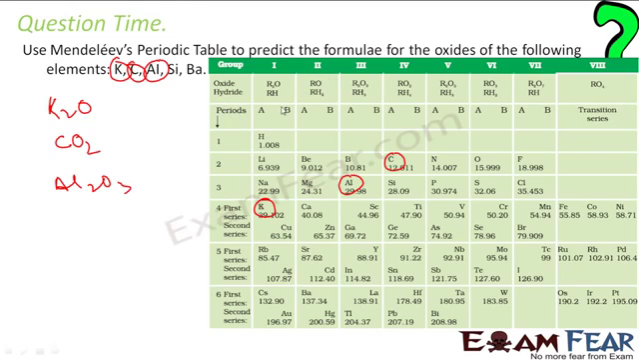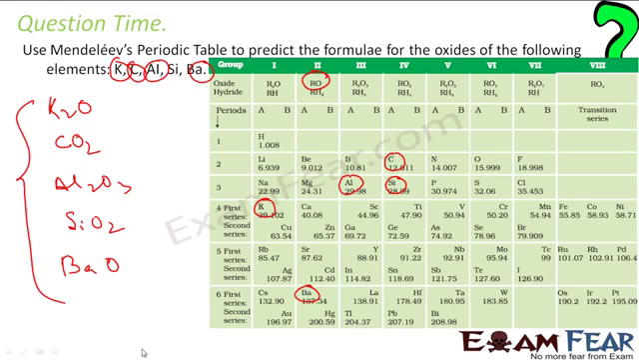Next is Si. Si is where? Group 4. Si has the RO2 form, so it will be SiO2. Next is Ba. Let's see where barium is. And this is it. Since it is in group 2 and it has the RO form, it will be BaO. And that's my answer. Very simple.